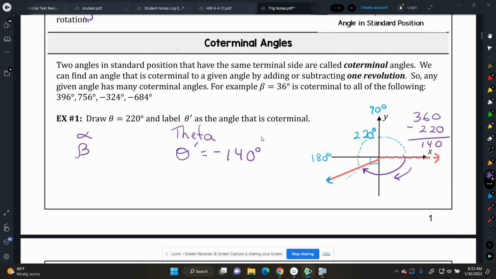Okay, and the reason it's called coterminal is because we end up at the same terminal side. Now, there are other coterminal angles. For instance, let me just erase all this stuff here. Leave that terminal side there.